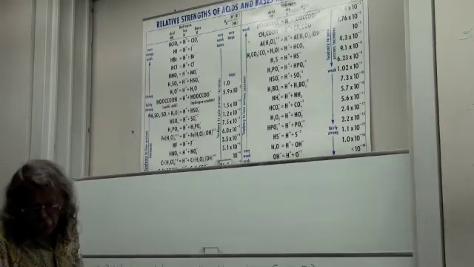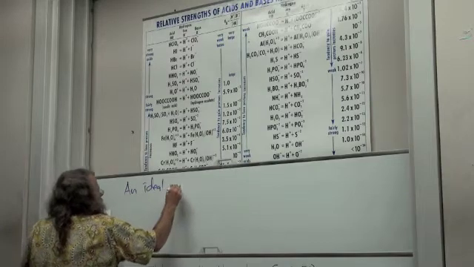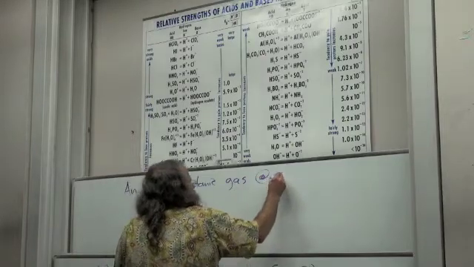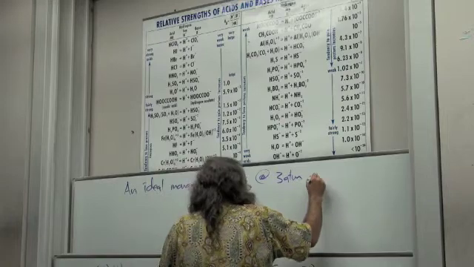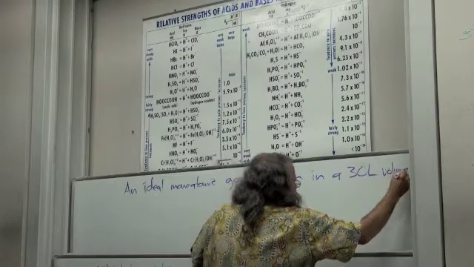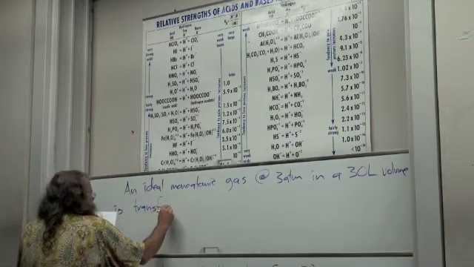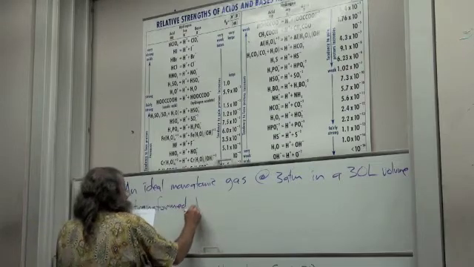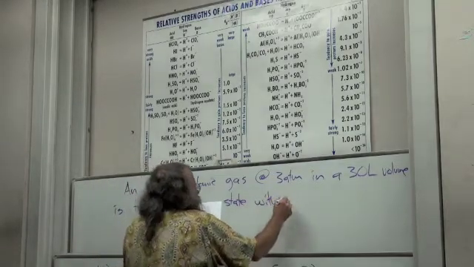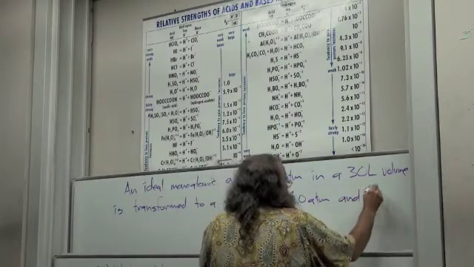Okay. Now, an ideal monoatomic gas at 3 atmospheres in a 30-liter volume is transformed to a state with 1.0 atmospheres and 10-liter volume.